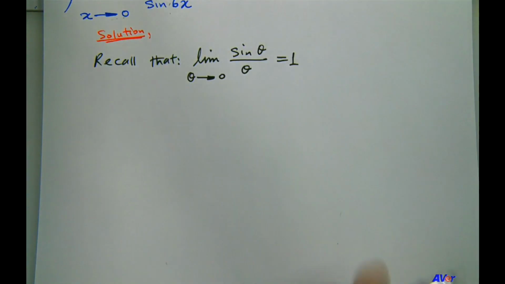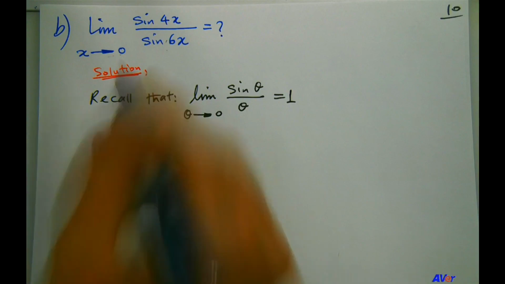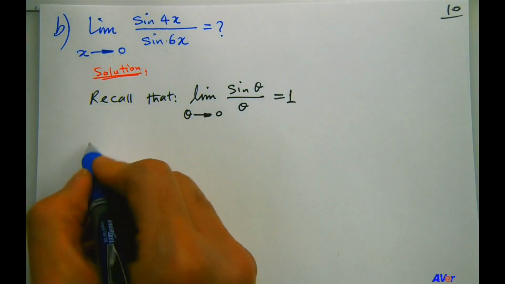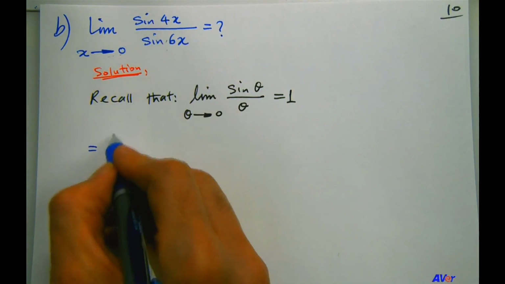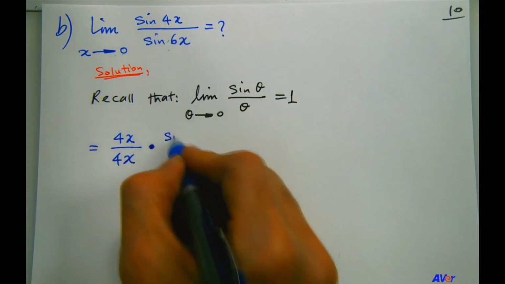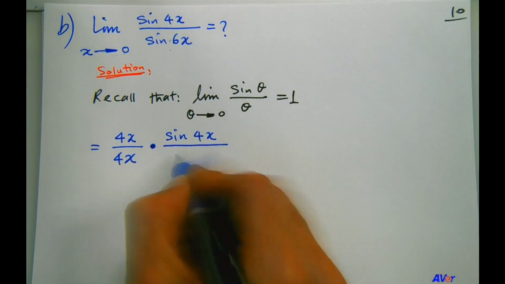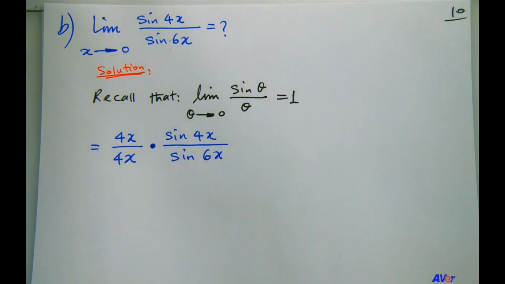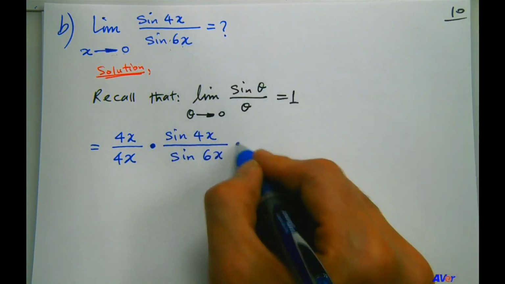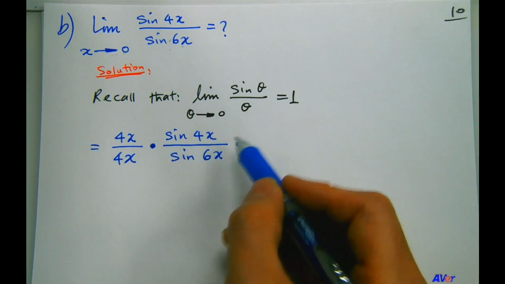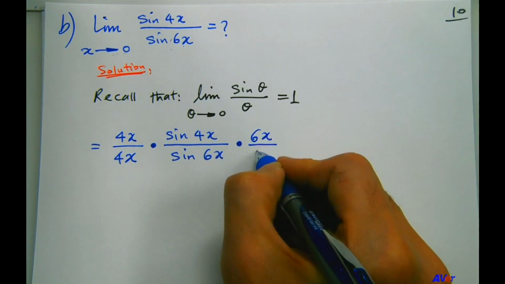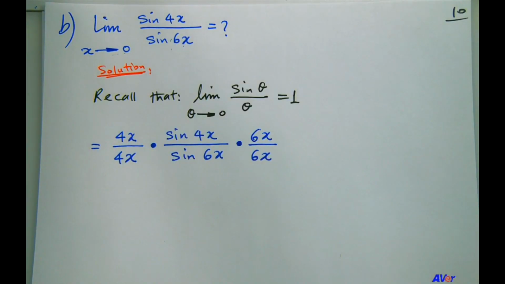Okay, so let's simplify. So the way we can do that is, first of all, for this piece, we need a 4x in the denominator, right? So we can multiply the numerator and the denominator by 4x over 4x. So 4x over 4x times that expression, right, like that. And then we also need to do something about this sine of 6x, right? So let's multiply the same expression by 6x over 6x. That quantity, 6x over 6x, is the argument of the sine function in the denominator.